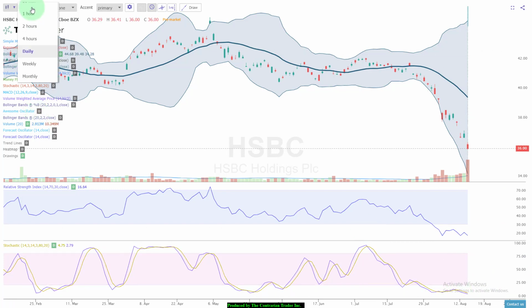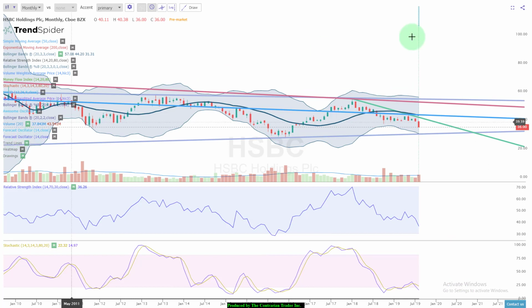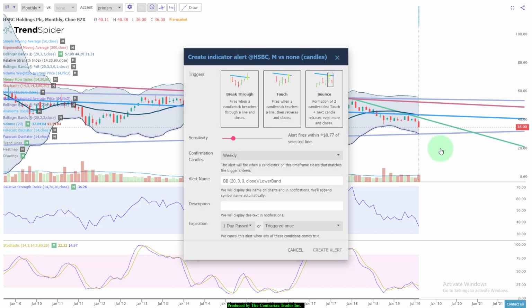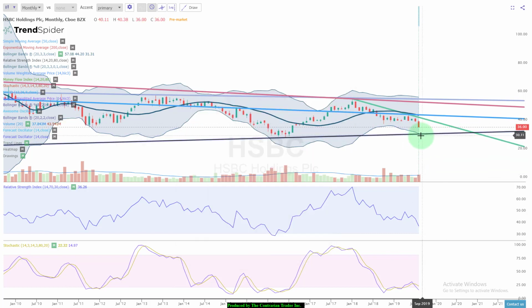Let's look for historical support below using monthly support levels on a monthly chart. And I think we're coming down here to around $31 per share. I'm going to create an alert here. Okay, there's my alert. So that's 4 symbols I just went over.